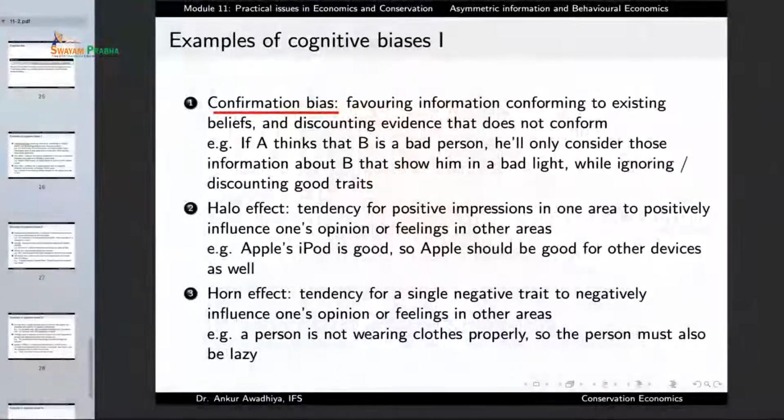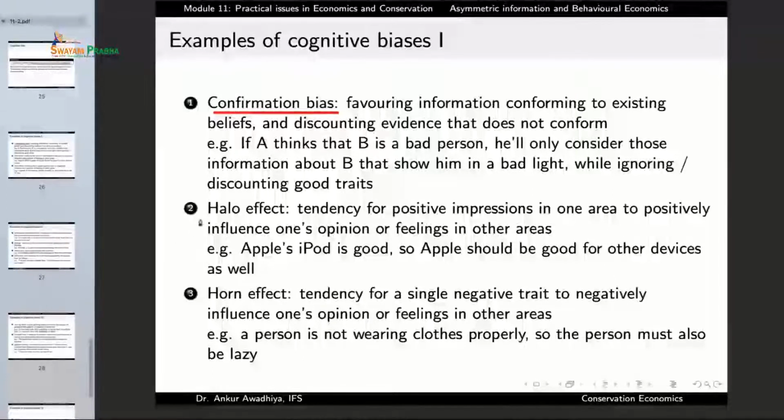They will just think, oh, this is a one-off thing. This does not always happen. But if they get any information that a conservation, especially one that was not well executed, led to some difficulties, then they would always keep this in mind and say, oh, this is why we should not do conservation. So this is a confirmation bias, favoring information conforming to the existing belief and discounting everything else.